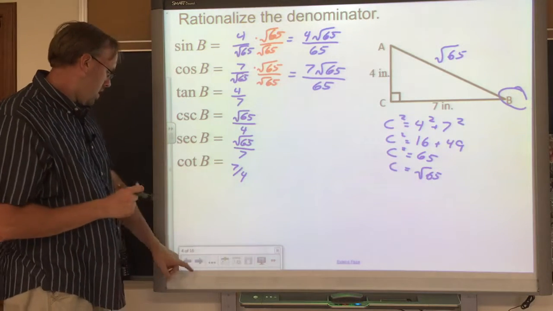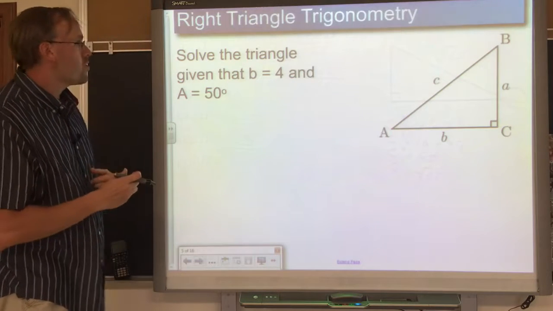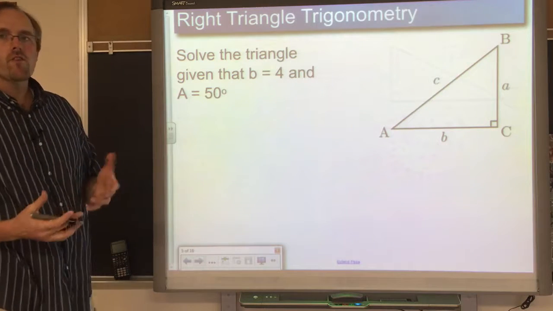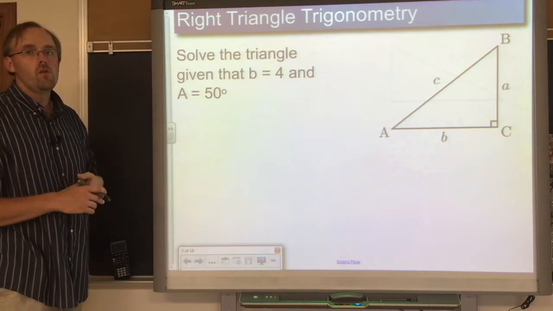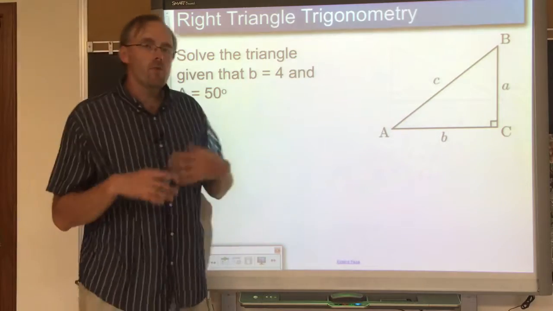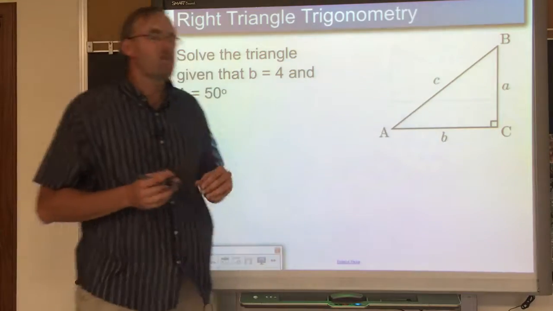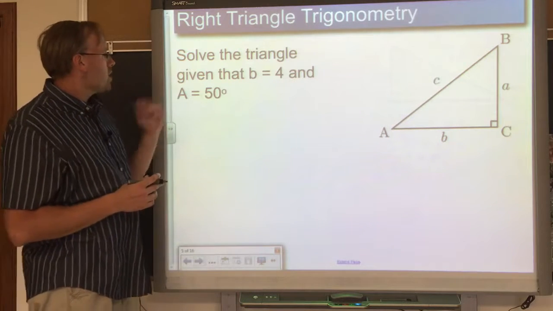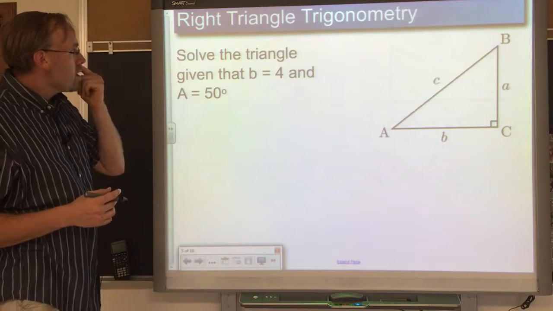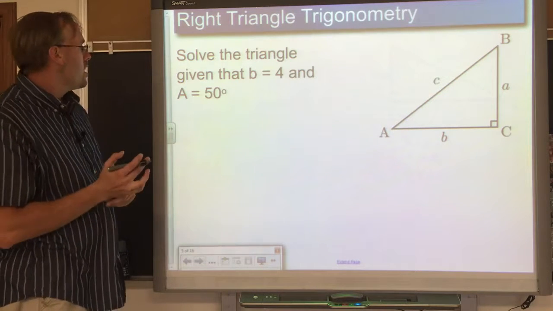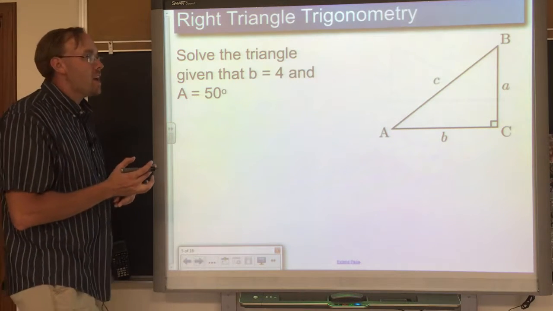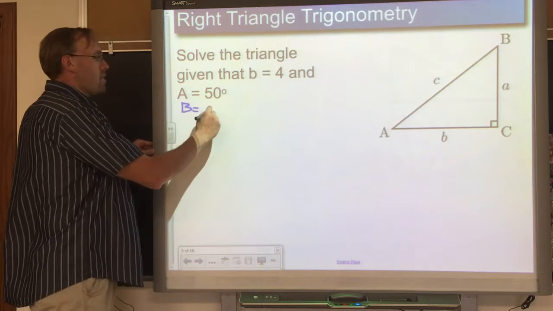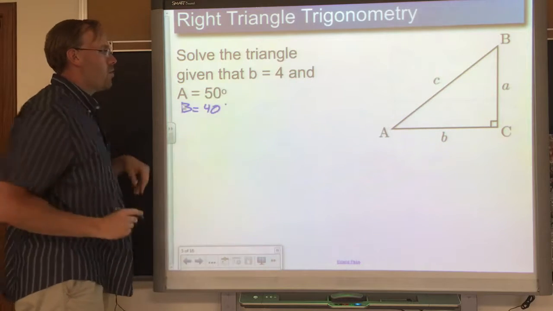All right. Now what we're going to do is use the information given to us to help solve this triangle. Solving just means finding all the unknown information. Now, in every right triangle we solve, angle C is going to be the right angle. We know that, and so we don't need to find it. So here we're given angle A and side B. Well, that means we need to find angle B and sides A and C. So the easy thing to do first is to say that angle B has to be 40.